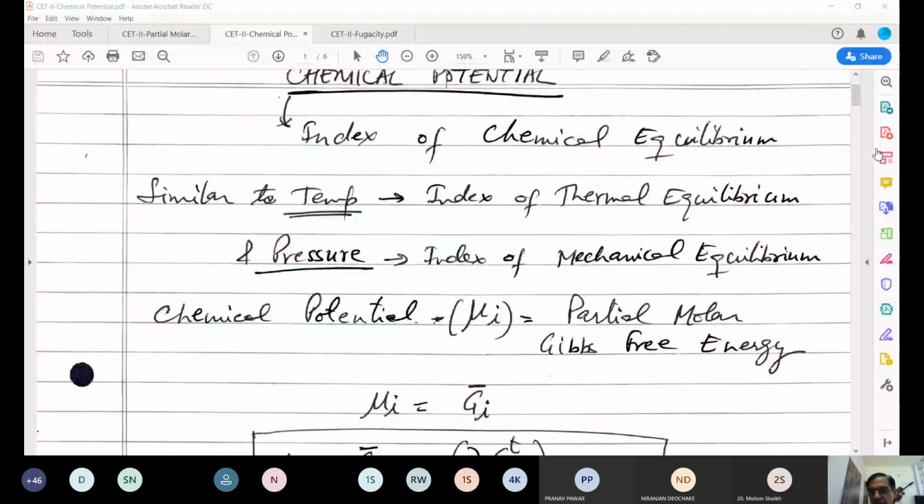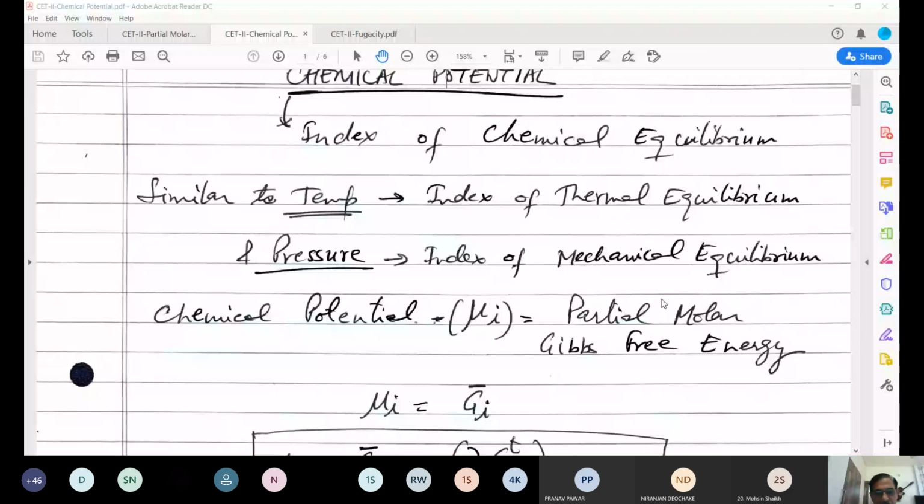Why are we using Gibbs free energy, not Helmholtz energy? Sir, because it is at constant temperature and pressure. Yes, because it is constant temperature and pressure, and that is what is most relevant for all chemical processes. And that shows us the net work available, right? Helmholtz energy gives the total available work, but Gibbs free energy gives us the net work available for use in our processes. That's why we are defining it based on Gibbs free energy.